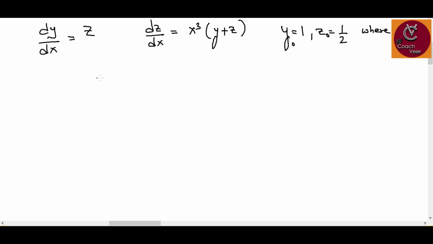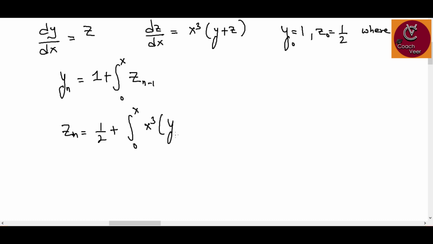So let's write the formula first. yn is equal to y naught, which is 1, plus integral from x naught, which is 0, to x of z, and this z is to be written as z of n minus 1. So this is yn. Let's write for zn. zn is z naught, 1 by 2, plus integral 0 to x of x cubed times (y of n minus 1 plus z of n minus 1) dx. Here I forgot to write x. So let's proceed.